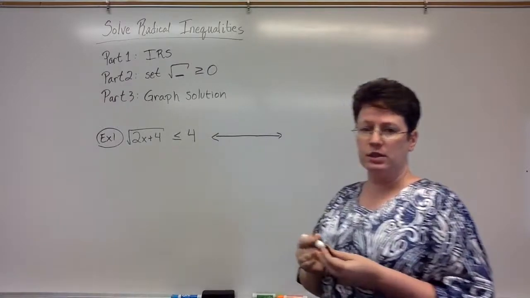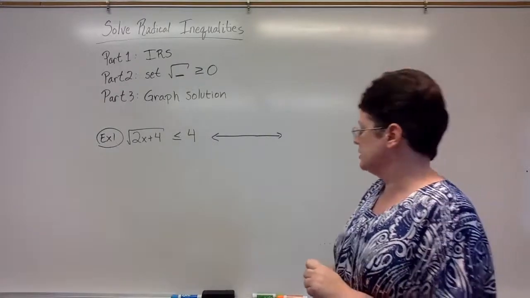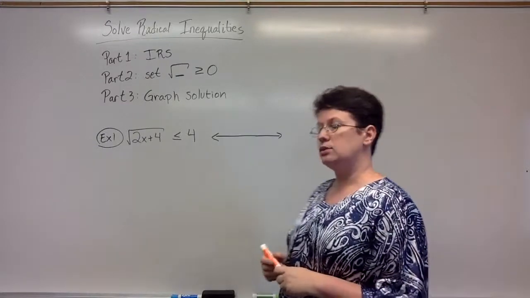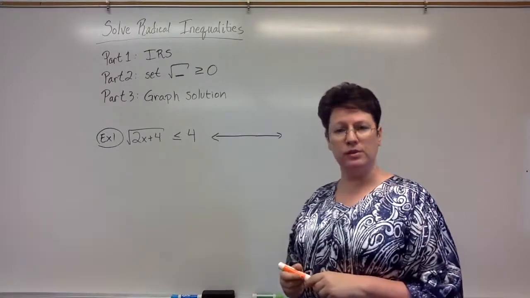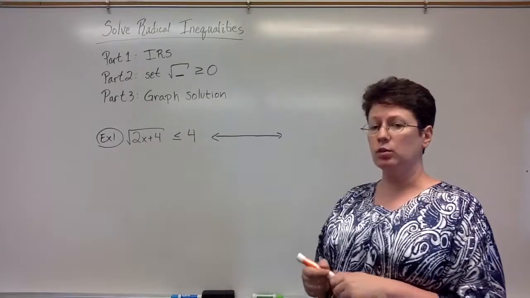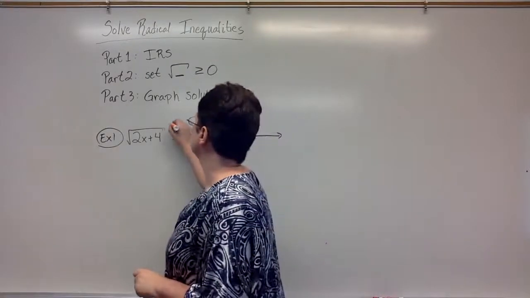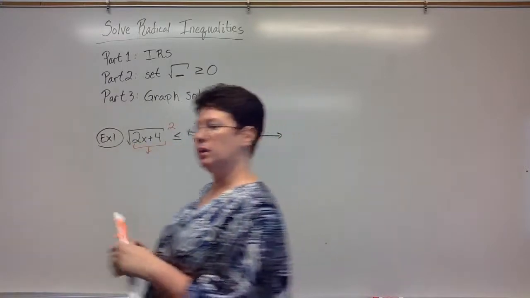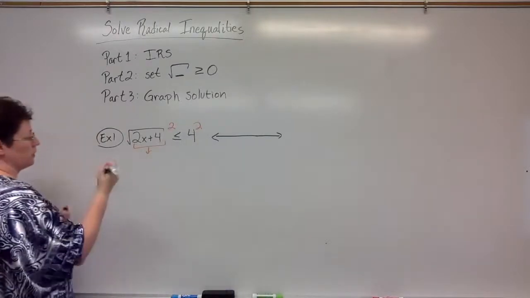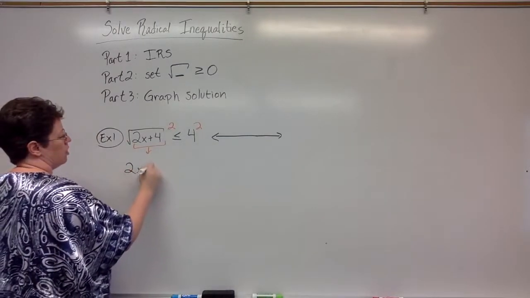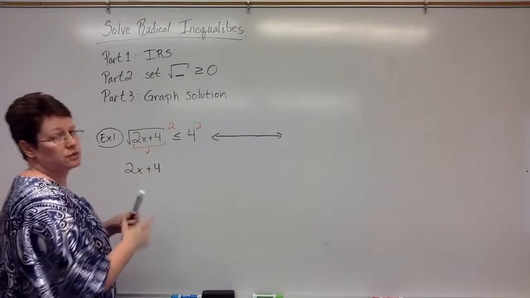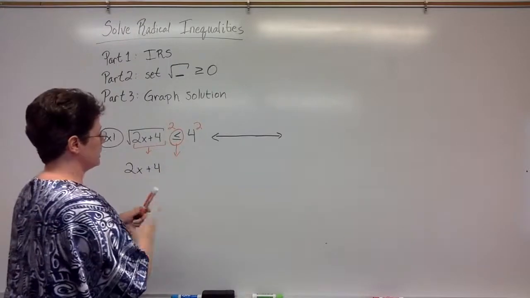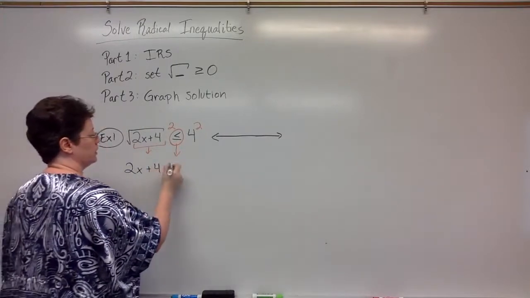So let's look at the first example and walk through it. IRS. Is the radical isolated? Yes. So we raise it to a power. What power do we raise this radical to? It's a square root, so we're going to square both sides. The square and the square root cancel. I'm left with the 2x plus 4. Always drop your inequality symbol down. Don't change it. Lots of students accidentally put an equal sign in there and then they lose everything.